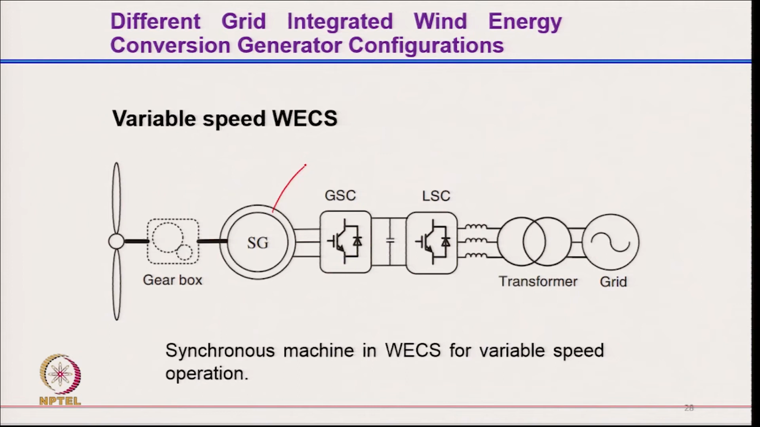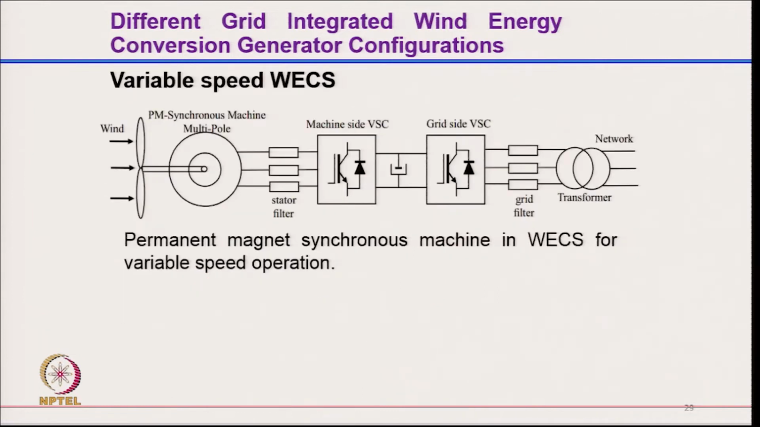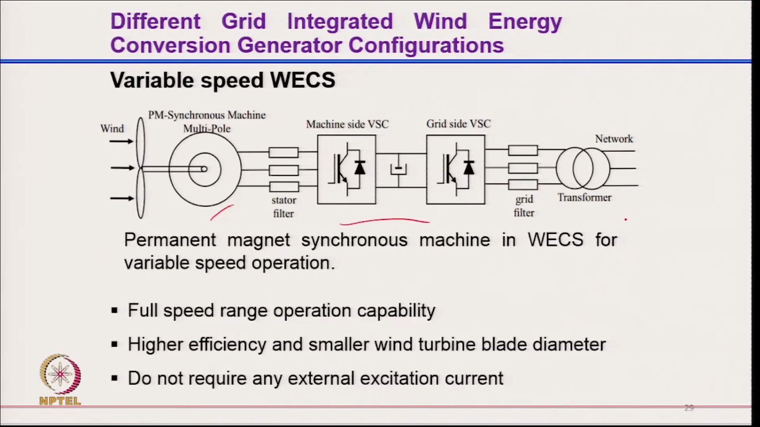We again have the gearbox. Of course, in a salient pole machine, Enercon is not using the gearbox; otherwise, in all cases there is again a double converter and the power is put to the grid. Then there is the permanent magnet synchronous machine, again with a double converter putting the power to the grid. Because you have a converter, you can have a very wide speed range and high efficiency with a smaller wind turbine blade diameter, and it does not require any external excitation, because it is a permanent excitation here.